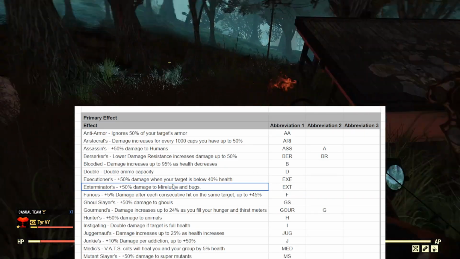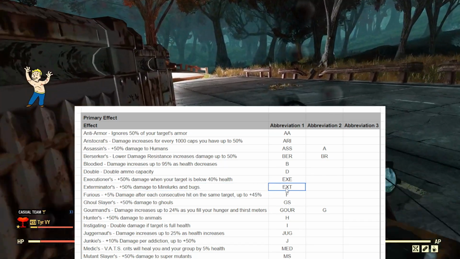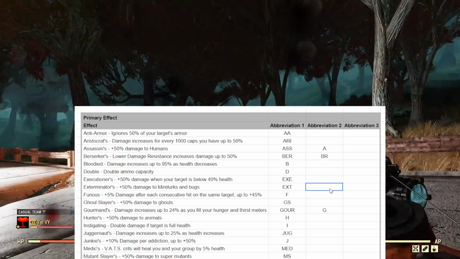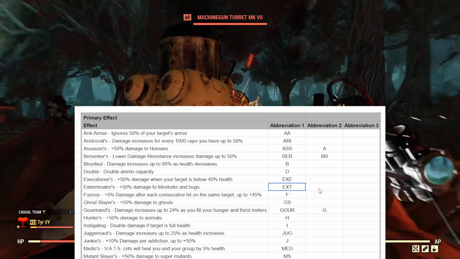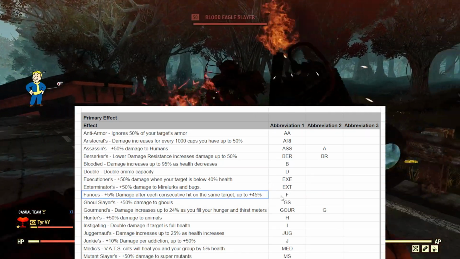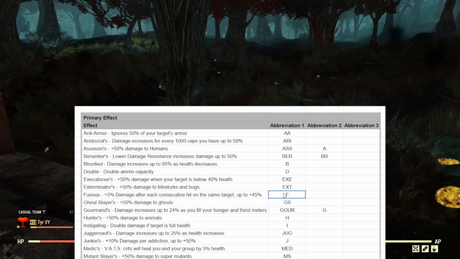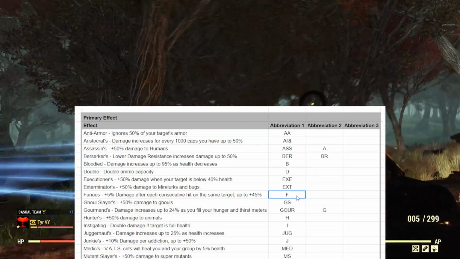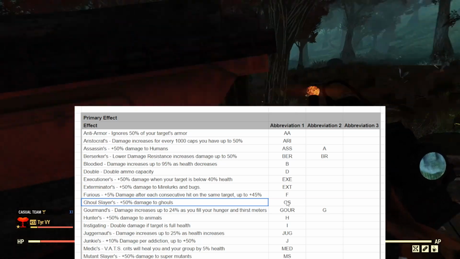50% more damage against bugs, it's not very common, so you won't be seeing this one very often at all. However, that's how it's written. Another abbreviation from some other lists I'm looking at does write this as ET. So exterminators, you can either write EXT or ET. Furious, this is just always written as F. There's no other variations that exist in a popular enough variety for it to be written anywhere. So just write F for that. Ghoulslayers, this is pretty much always written as GS.